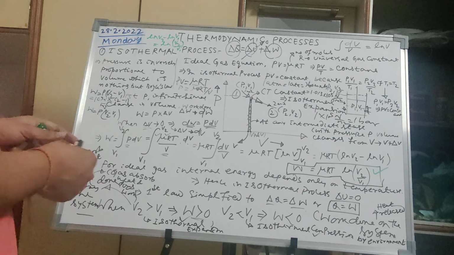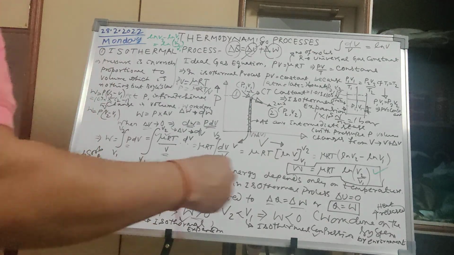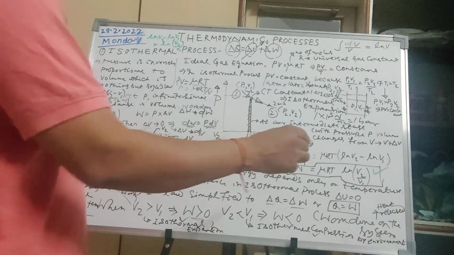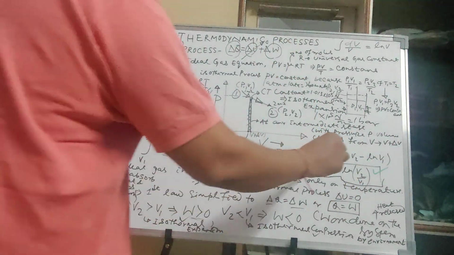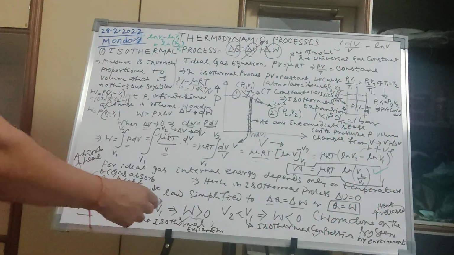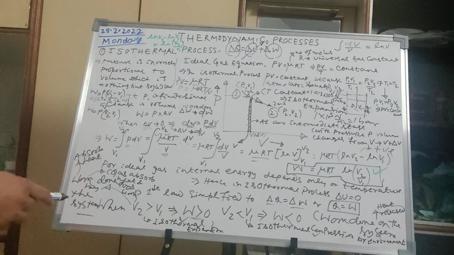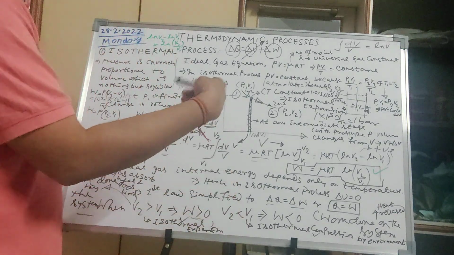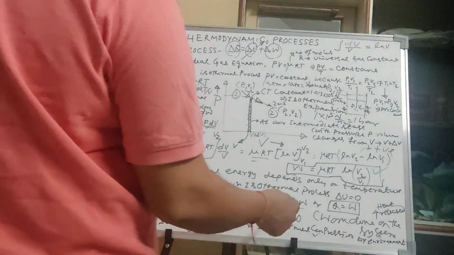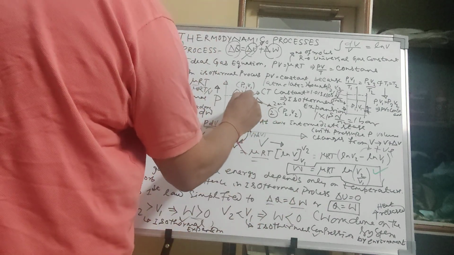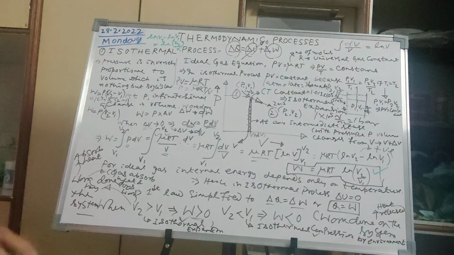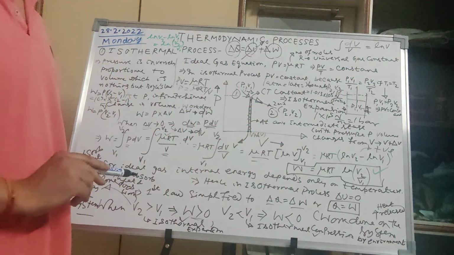That is the expansion. Finally, I have calculated the work done to be mu RT (ln V2 minus ln V1). So if V2 is greater than V1, this term is a positive term. So in expansion, work done is greater than 0, whereas in compression, V2 is less than V1. From this to this, it is expansion.